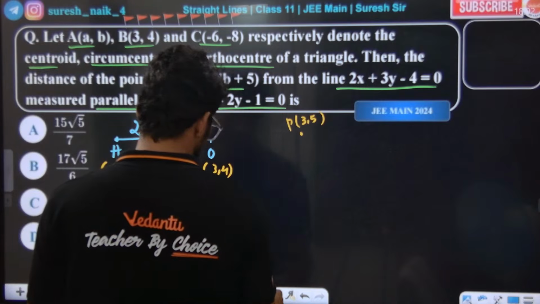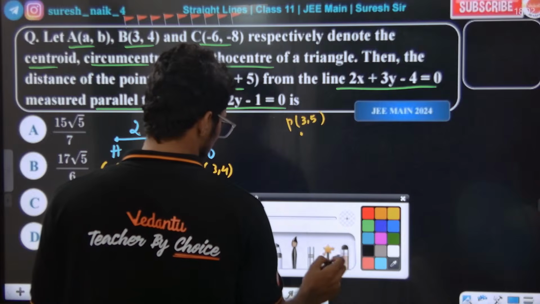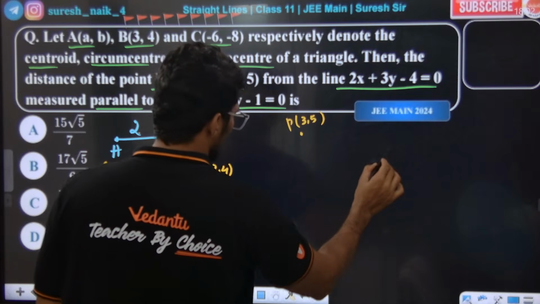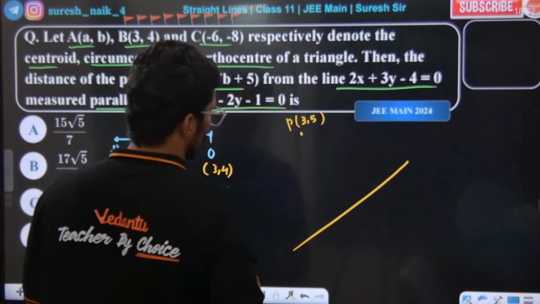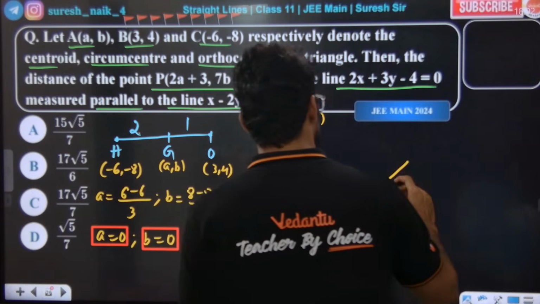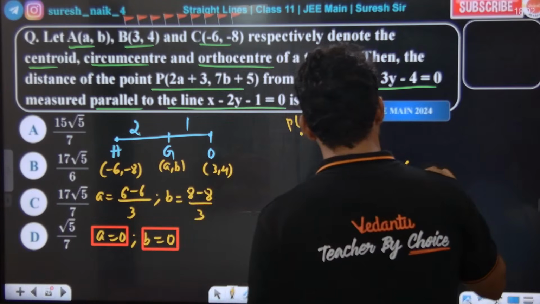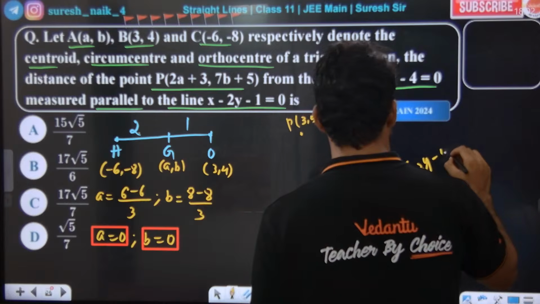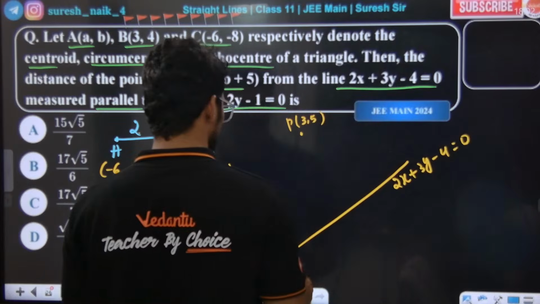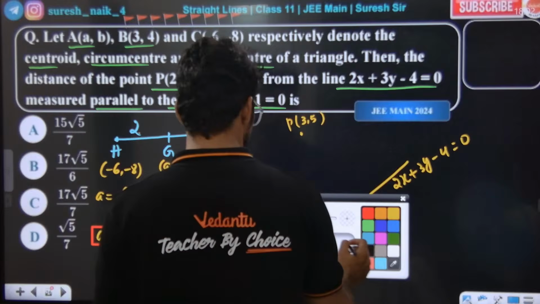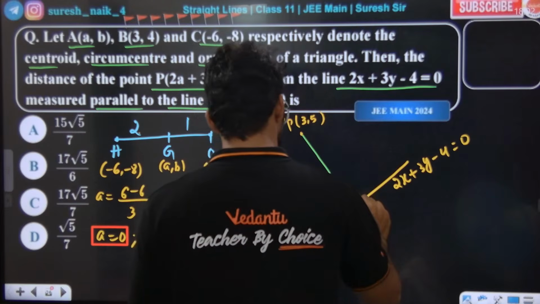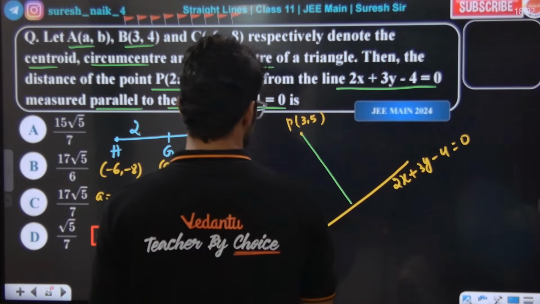Let me take this line like this. There is one line like this. This line name is 2x plus 3y minus 4 is equal to 0. We need to find out this distance. This distance we need to find out.